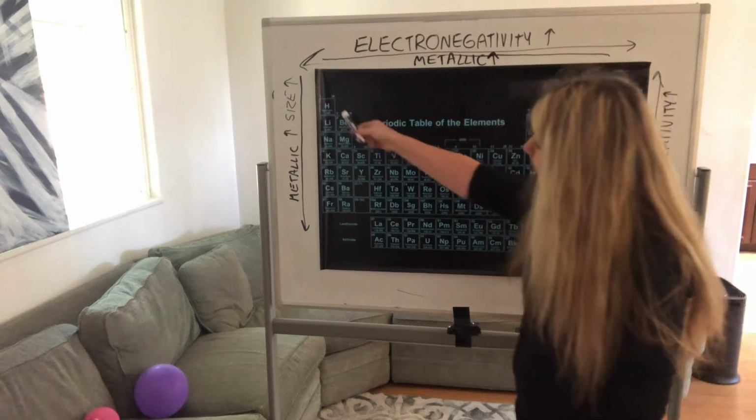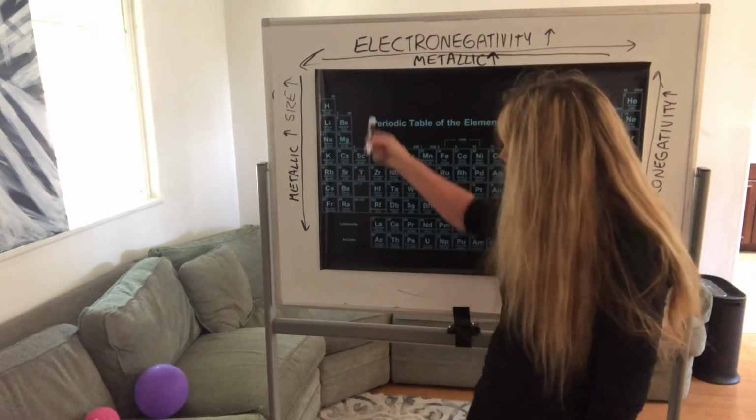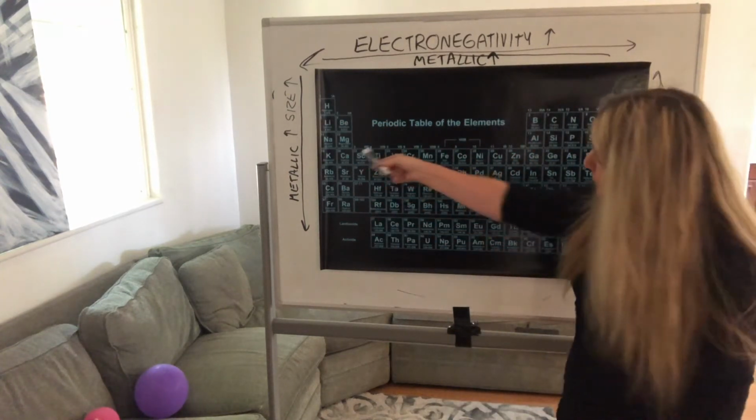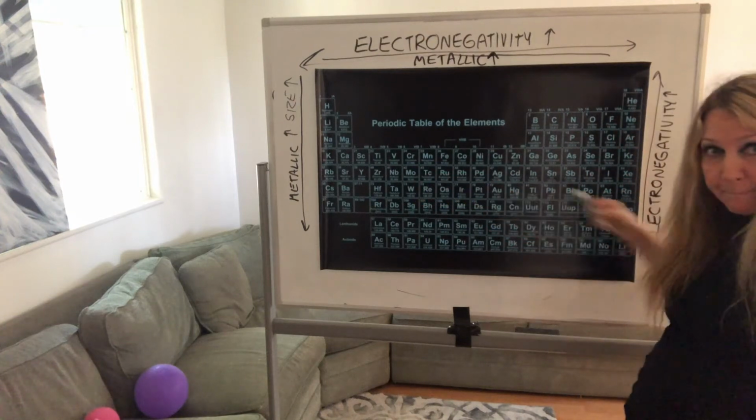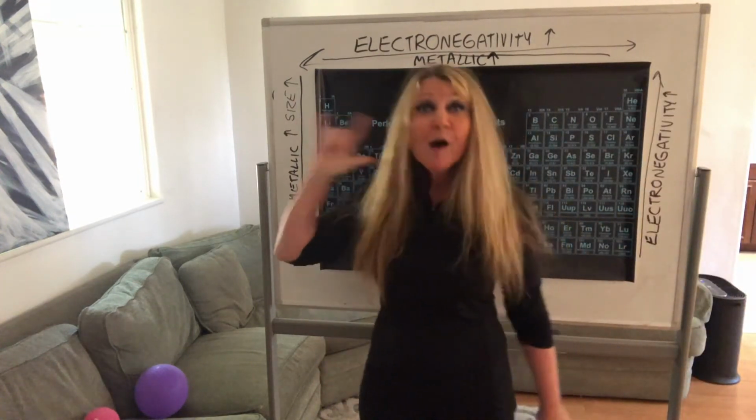So again, these are the groups, columns going up and down. These are the periods. All right, the periodic table is awesome.